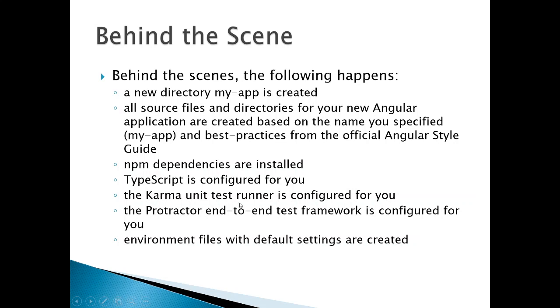The Karma runner, a test runner which runs the unit testing for you, is configured for you. Then Protractor, which is basically an E2E testing tool, will be installed. It is a complete framework that will be installed for you. And environment files have been set up for you. So all these steps take just one command. When you run ng new with the project name, behind the scene there is a lot of stuff which Angular does for you.